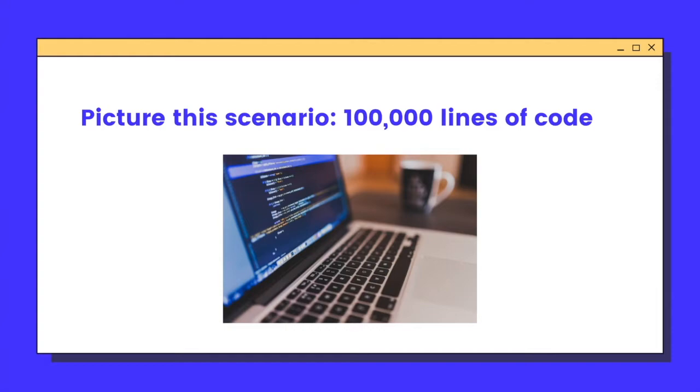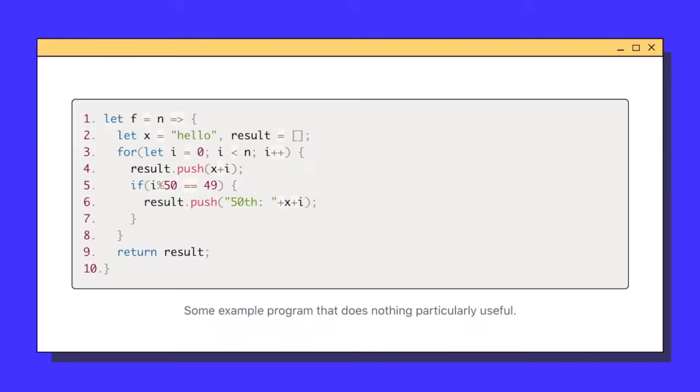So getting into the first code of this whole series, let's look at this JavaScript function, which I will make bigger. So this is a very simple function, if not a bit contrived. It takes a number, and it defines a few variables. It loops up to that number, pushing strings into a result list. And then every 50 elements, it pushes a special string into the results list. So this whole function is 10 lines of code, but not all 10 lines are equal.